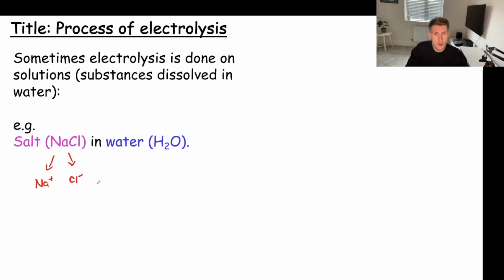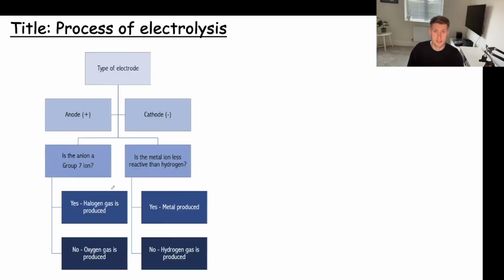Now water also dissociates in solution and it forms H+ and OH-. Water will always form these ions, so it's useful to remember H+ and OH-. It will never change. So you can see here we've got two negative ions and two positive ions. How do you know which one is going to go to the negative electrode and which one's going to go to the positive electrode? Well, luckily there's a set of rules to follow, and I've put them into this flow chart here. Now this is well worth remembering because it will make aqueous electrolysis that much easier.